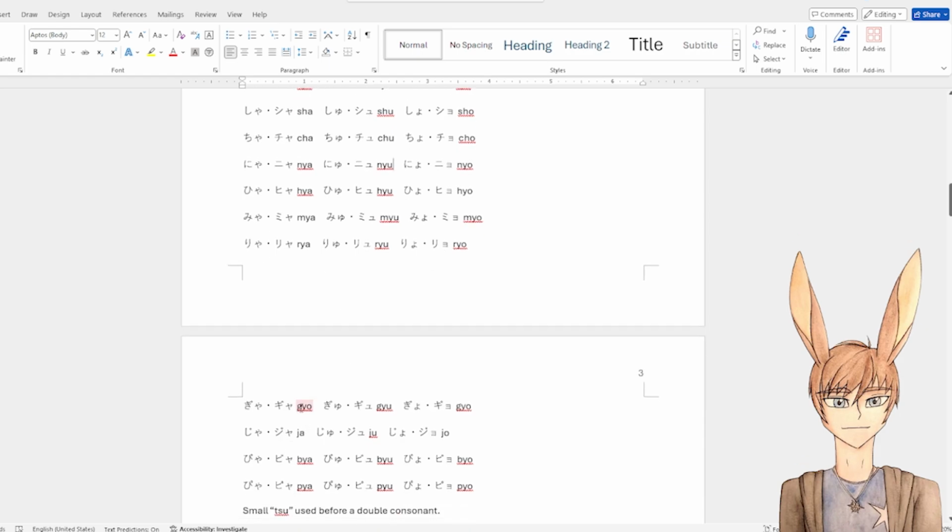And we have gyo, gyu. No, that's gya. This is supposed to be gya. Oh, this is why you always review your notes again and again, because if you make mistakes like this, you can come back and change them and fix them. Alright, let's start again. Gya, gyu, gyo, ja, ju, jo, bya, byu, byo, pya, pyu, pyo.